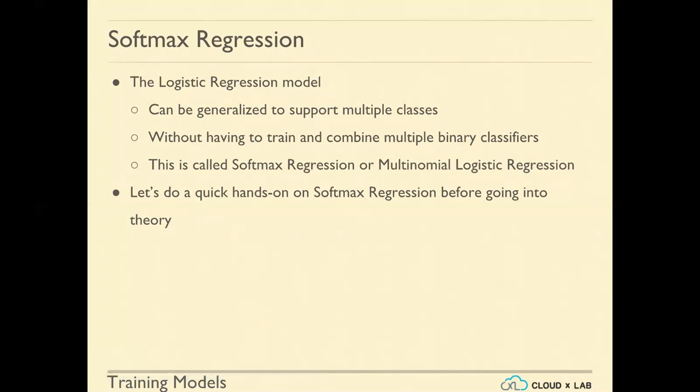All right. So softmax regression is another very important topic. Whatever we learned in logistic regression can be generalized to support multiple classes without having to train and combine multiple binary classifiers. So either we could use the technique that we used earlier by combining multiple binary classifiers, or we could use softmax. Softmax is also called multinomial logistic regression. Let's just take a look.